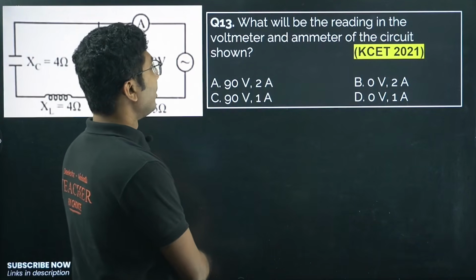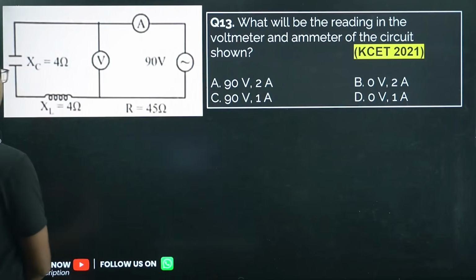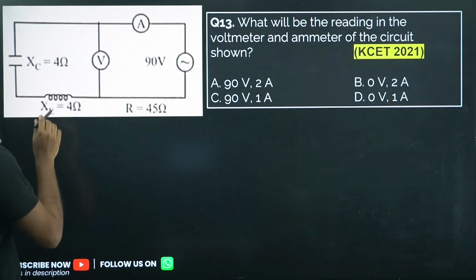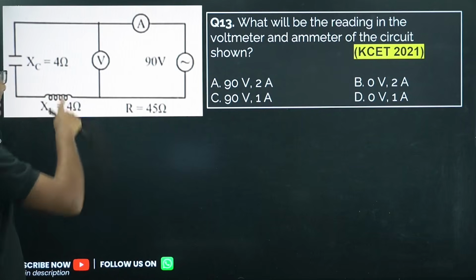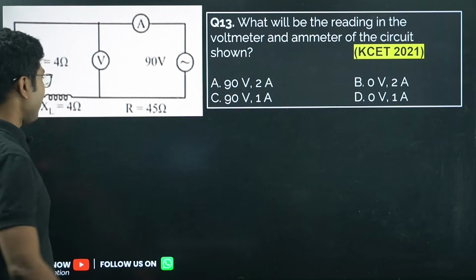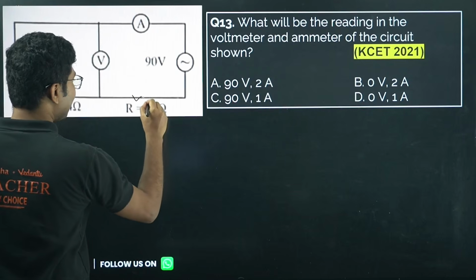Next question. What will be the reading of the voltmeter and ammeter of the circuit shown? Here it is given that XC is 4 ohm and XL is also 4 ohm. R is 45 ohm. Even though R is not properly shown in the diagram, there is an R over here.